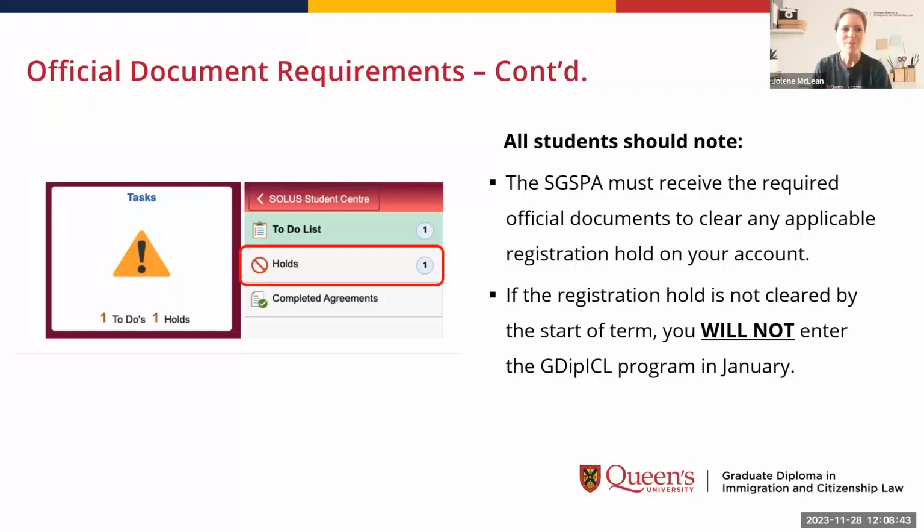Thanks, Don. So now that Don has provided you with the SGSPA document requirements and the delivery methods, I'm going to talk a little bit about the challenges that you might experience if these items are delayed. Failure to provide the SGSPA with the required documents will result in a registration hold placed on your Solus account, and we will not be able to proceed with your course registration. So this is how a hold will appear if you log into your Solus. And we'll go through navigating Solus in a few more slides. But if there is a hold, you can click on it and it'll often provide you with more information.